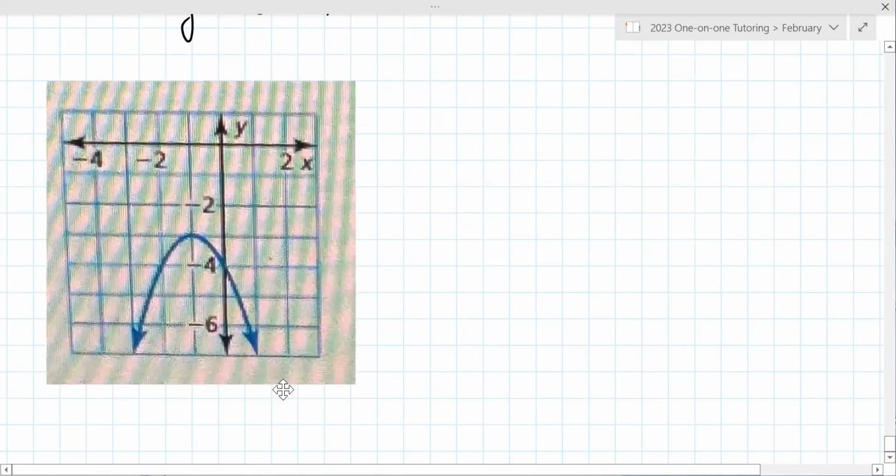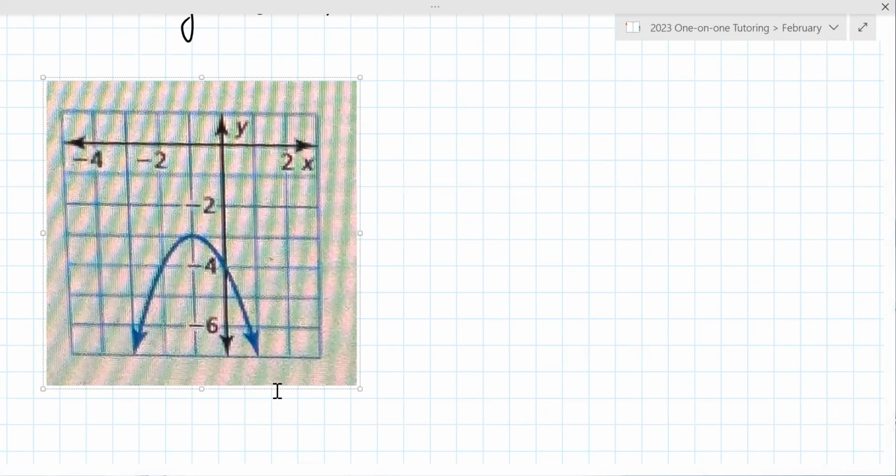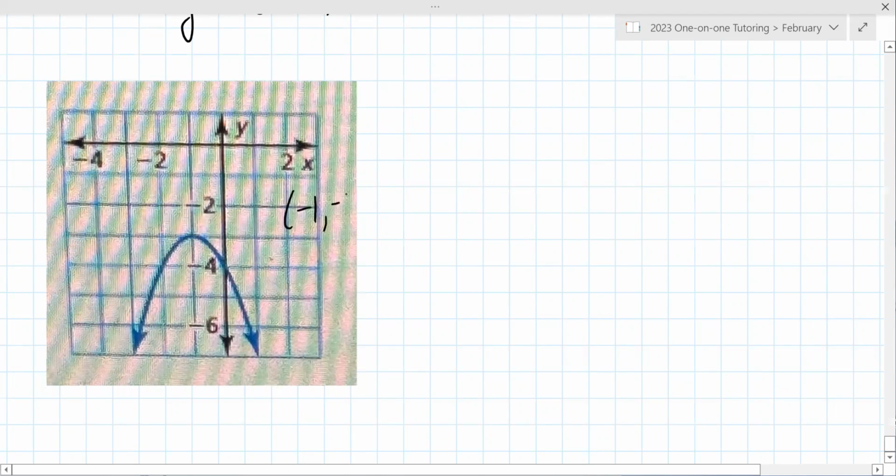Same thing here, though. Let's see if you can come up with the equation for this one. Okay. So then the vertex is -1, -3. Okay, I agree. And then a point on the graph would be 0, -4. Good. So do the same thing there and see what you come up with.